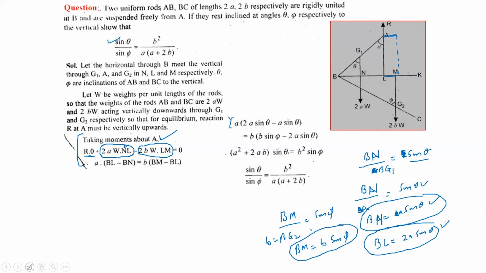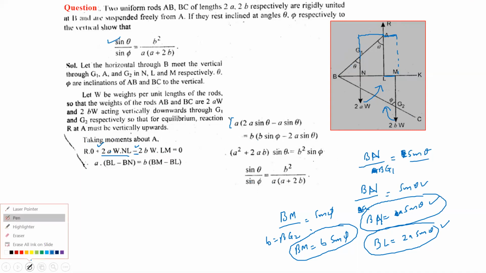Now the positive and negative symbols: how have we taken the positive symbol in front of 2AW and the negative symbol in front of 2BW? When the point lies at the nearer distance, you can see that the nearest distance from A is towards this side, which is anticlockwise. So that's why it is a positive symbol, right? And for 2BW the nearer side is clockwise, so it is of negative sign.